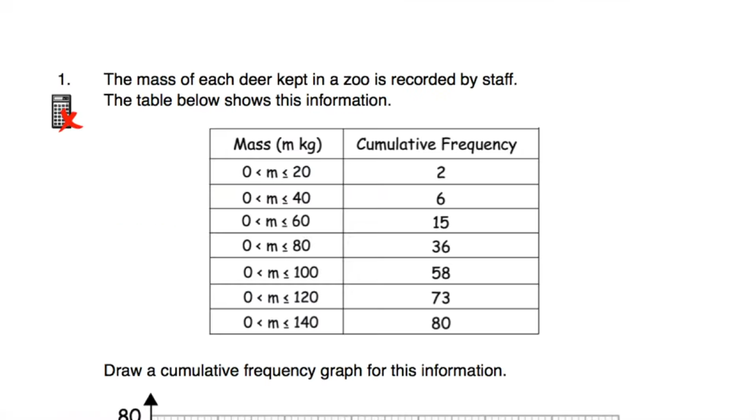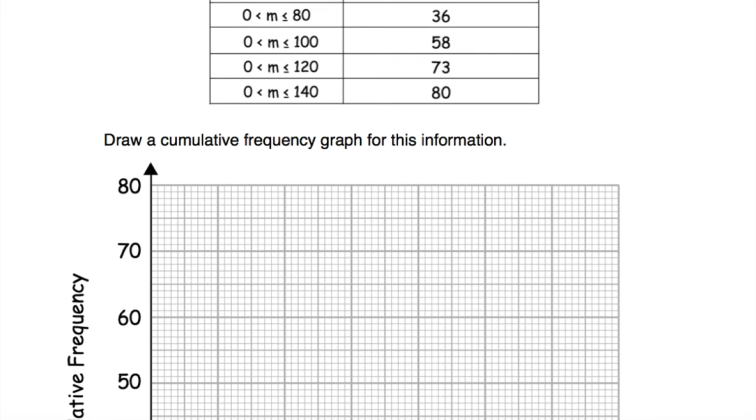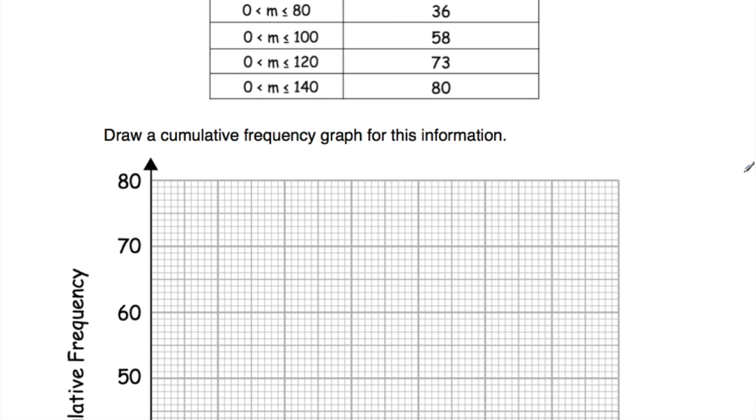So as long as you're using the right technique, you'll be fine. Okay, let's have a look at question number 1. It says the mass of each deer kept in a zoo is recorded by staff. We've got this table with the mass of the deer and the cumulative frequency. The cumulative frequency is the frequency when it's been added up. Then we've been asked to draw a cumulative frequency graph for this information.